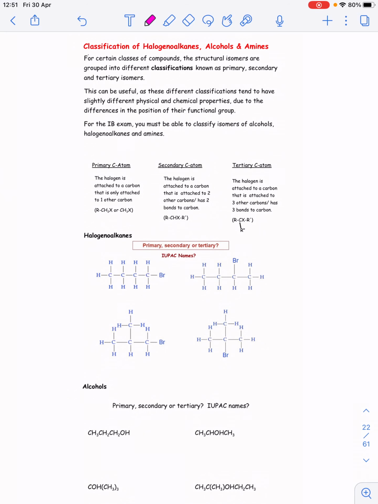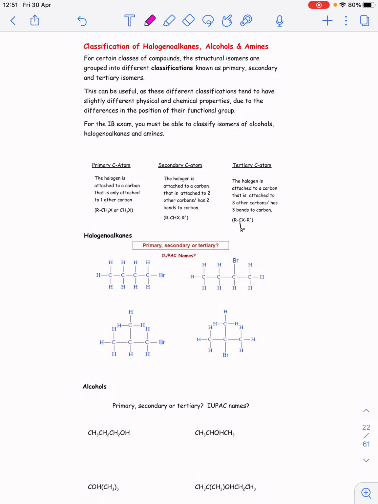Okay, so classification is a pretty straightforward topic. If you get a question on this, you should be pretty happy. But it also links in with some of the organic reactions. So while there may not be questions directly asking you for the classification of compounds, it's sort of a foundation understanding that you'll have to apply to some of the different organic reactions.